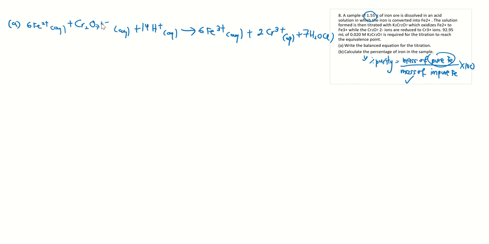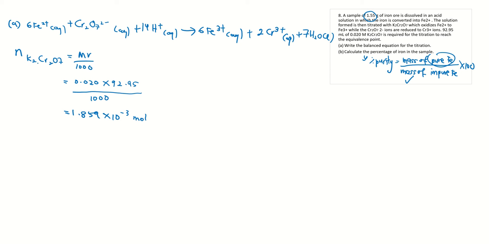The information given is regarding the potassium dichromate. First you can calculate the mole of potassium dichromate, equal to MV over 1000. Molarity is 0.020 times its volume 92.95 over 1000, which gives 1.859 times 10 to the power of -3 mole. This is the number of moles of potassium dichromate.